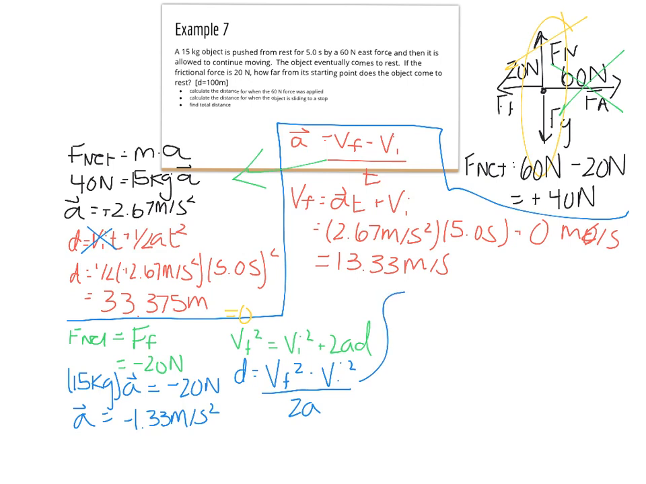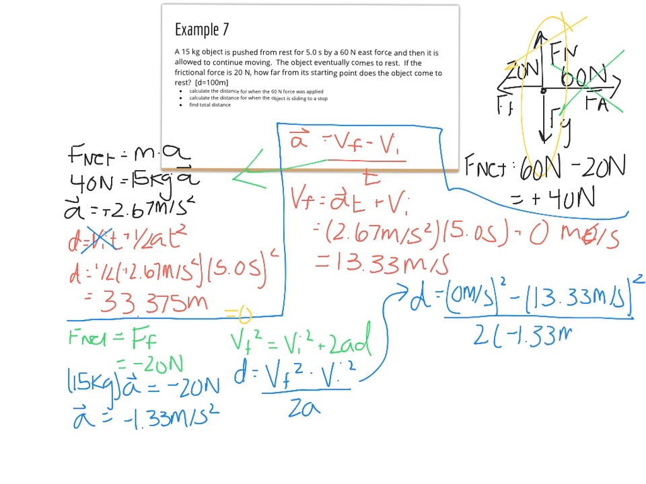Running out of room, so I'm just going to go up here. So Vf squared is 0 meters per second. All right, it comes to a stop in the end. Take away our initial velocity, which was our 13.33 meters per second. Once I stopped pushing it, that was its initial velocity. All over 2 times negative 1.33 meters per second squared. That was my acceleration, or my deceleration from friction, and I get a distance of 66.8 meters.